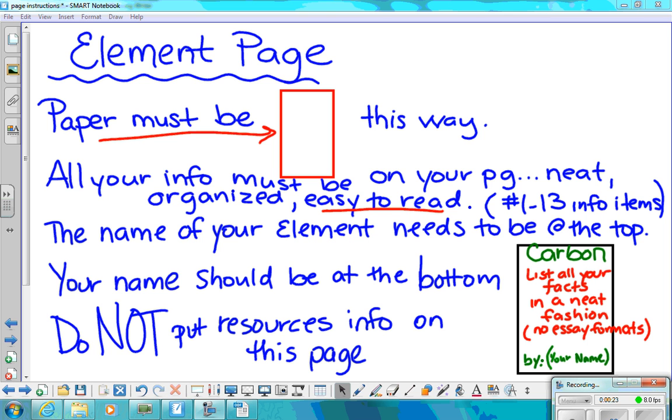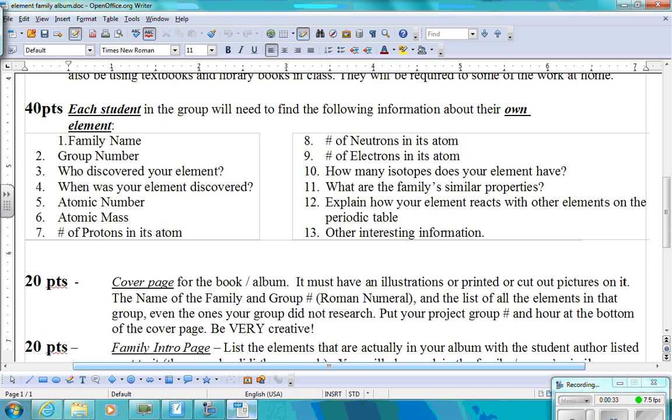All your information must be on your page, neat, organized, easy to read. And you're finding that information, numbers 1 through 13, from your instruction sheet here. Your family name, group number, who discovered your element, when was your element discovered, atomic number, atomic mass, number of protons, number of neutrons in the atom, how many electrons, how many isotopes does your element have, what are the family's similar properties, and explain how your element reacts with other elements on the periodic table.